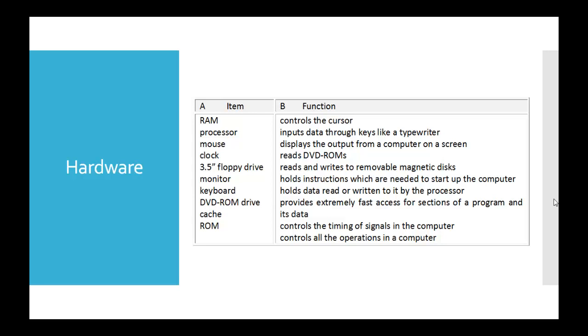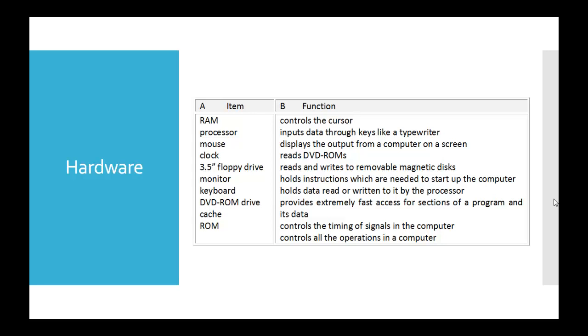Clock. Clock controls the timing of signals in the computer. We can also say clock is used to control the timing of signals in the computer, or clock is used for controlling the timing of signals in the computer. We may also say the function of clock is to control the timing of signals in the computer.